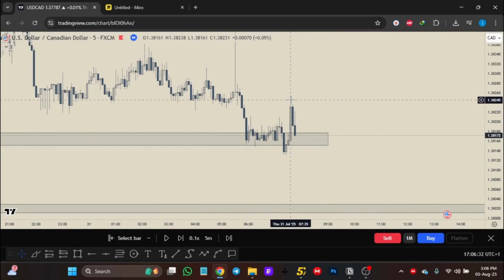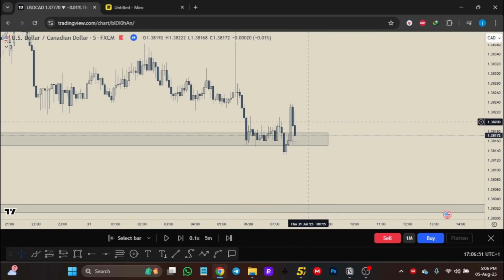This engulfing candle. I actually wanted to jump in, but I said no. Let me follow my plan. I only trade London session and New York session. I don't trade Frankfurt. I don't trade Asia. I don't trade Tokyo. You understand? So I just decided to follow my plan and just wait.